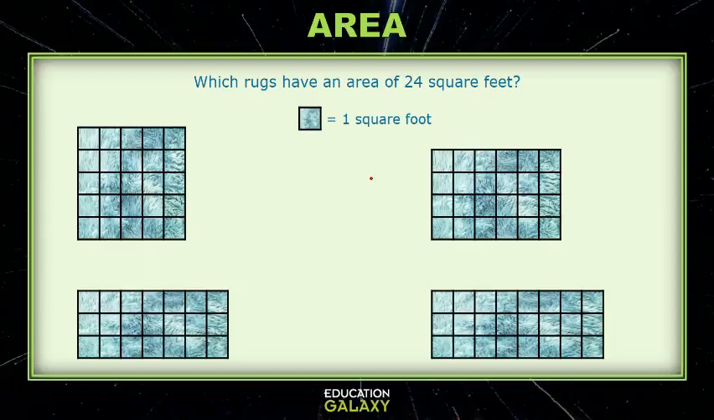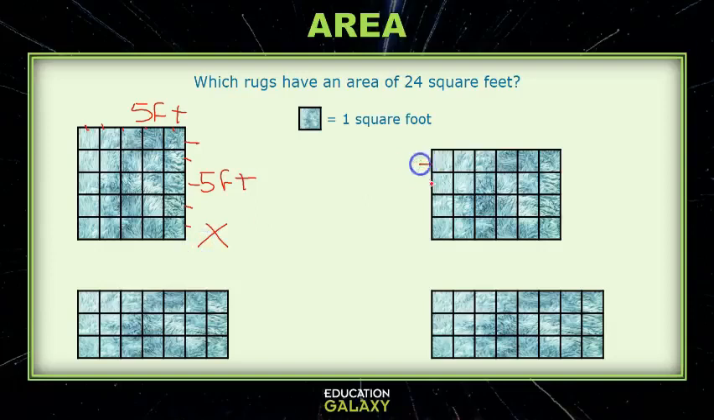Here we have several rugs and they're different sizes, and we want to know which ones have an area of 24 square feet. So if we look at this first one and we count 1, 2, 3, 4, 5, this side is 5 feet, and this top is 1, 2, 3, 4, 5, also 5 feet. Well, as we've just learned, we could multiply to find area. So 5 times 5 is 25, not 24, so this guy is not going to be one of our answers.